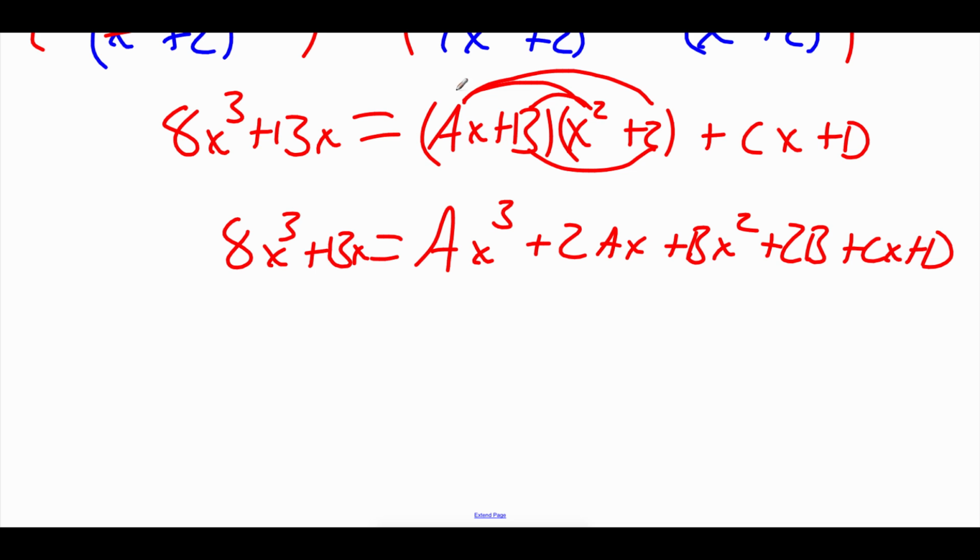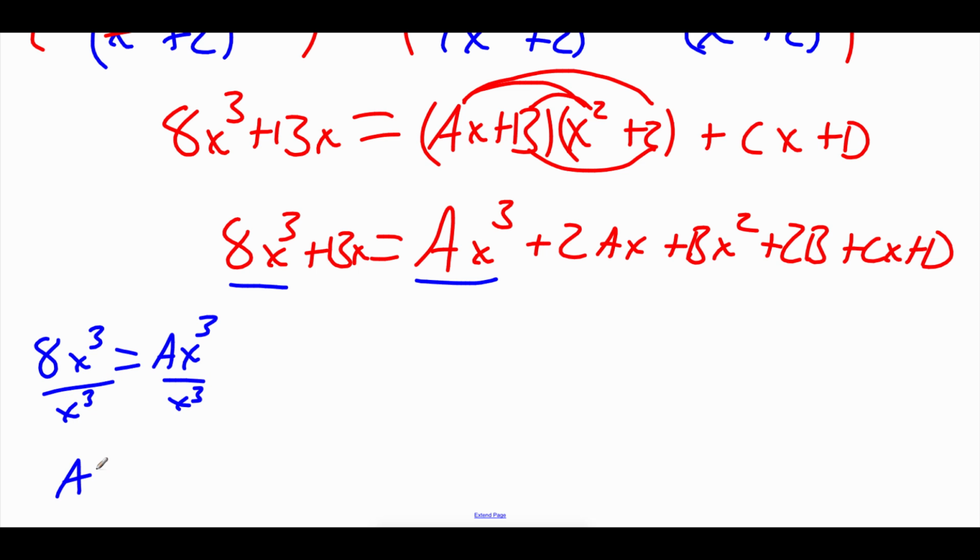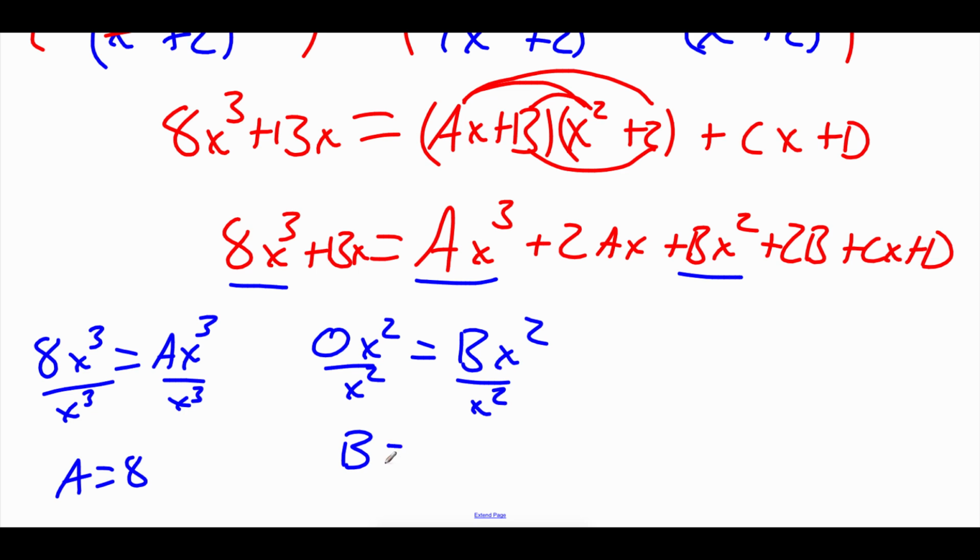Now we're going to look for things that are similar. So here we've got 8x cubed. As far as x cubes on the right-hand side, we've got ax cubed. So 8x cubed equals ax cubed. We're going to get rid of those x's by dividing both sides by x cubed. So this says a equals 8. If we're looking on the left-hand side, there are no x squared terms, so there are 0 x squareds. On the right-hand side, we've got bx squared, so 0x squared equals bx squared. Dividing both sides by x squared, we get b equals 0.